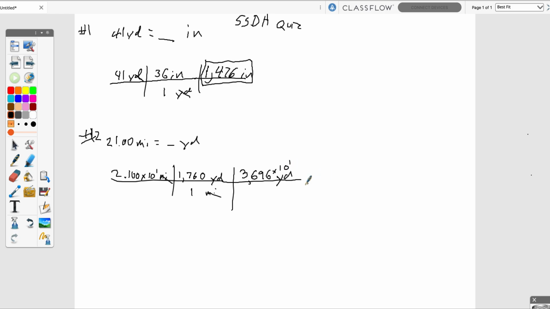Okay, now that's not written correctly for scientific notation. So we're going to have to write, let's see, there's 4 sig figs right here. So we're going to go 3.696 times 10. So it's already 10 to the 1. And we made this number smaller, so this number has to get bigger. So we're going to go 1, 2, 3. So that means 10 to the 4.